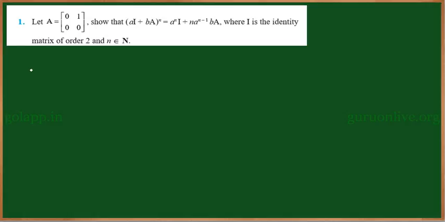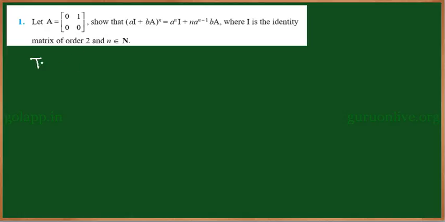Let A be the matrix [[0, 1], [0, 0]]. Show that (aI + bA)^n = a^n I + n a^(n-1) b A, where I is the identity matrix of order 2 and n belongs to N.